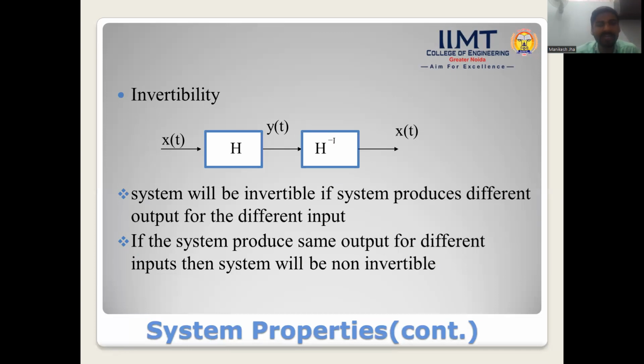So a system will be invertible if the system produces different outputs for different inputs. We apply different inputs, then the output will be different. If we apply different inputs and the output is the same, it means the system is not invertible. If we apply different inputs and the output is also different, in that case we say that the system is invertible.